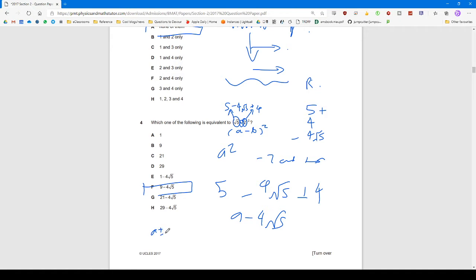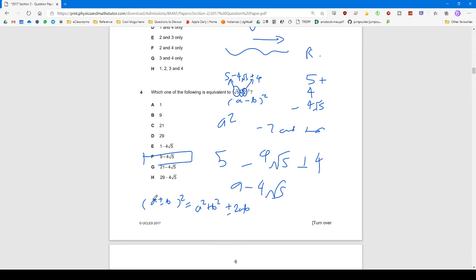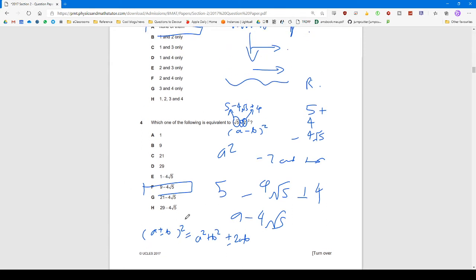So a plus or minus b squared, think of them as a squared plus b squared, and then you do the plus or minus 2ab at the end. So look at A, instantly go to A squared. Look at B, instantly go to B squared. Don't write anything down, don't think anything else. Just think of root 5 and then immediately think of 5. Think of 2 and immediately think of 4.